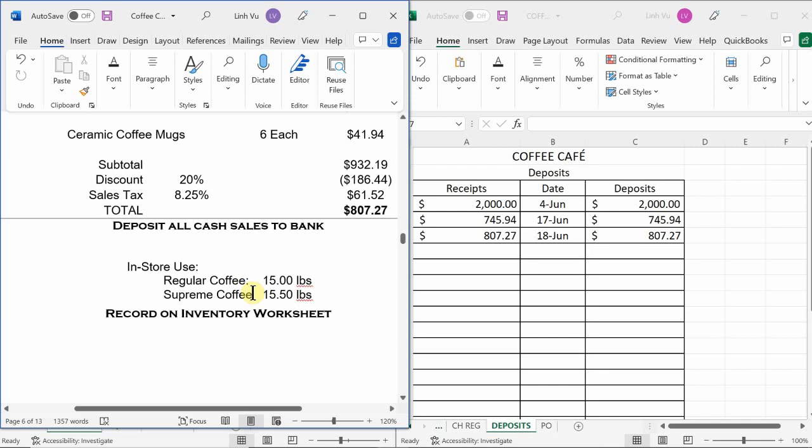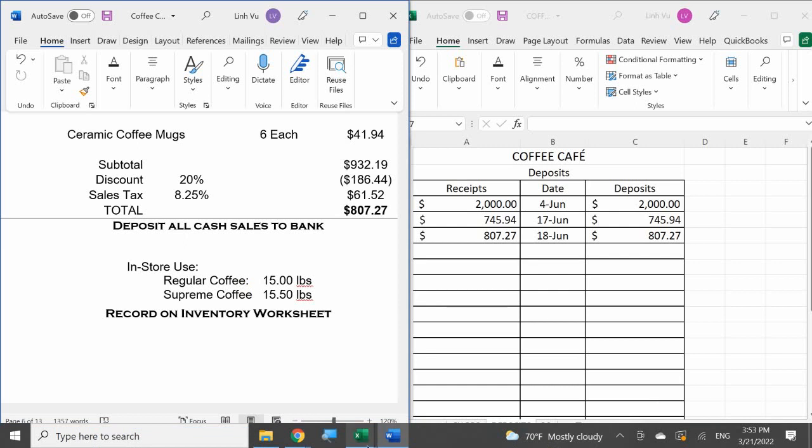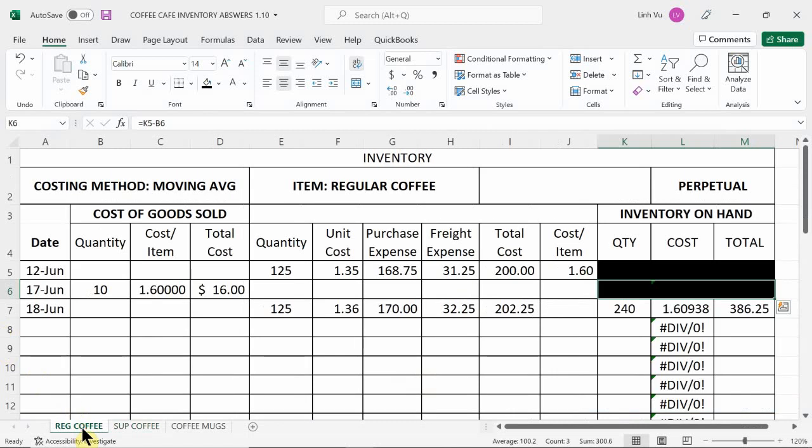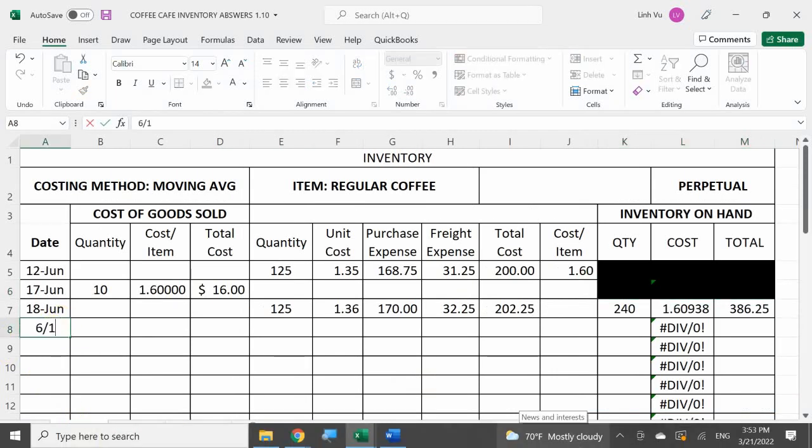Okay. Next we now need to update our inventory, because we ended up using 15 pounds of regular coffee and 15.5 pounds of supreme coffee. Okay, so we used 15 pounds of regular coffee. At what cost per item?